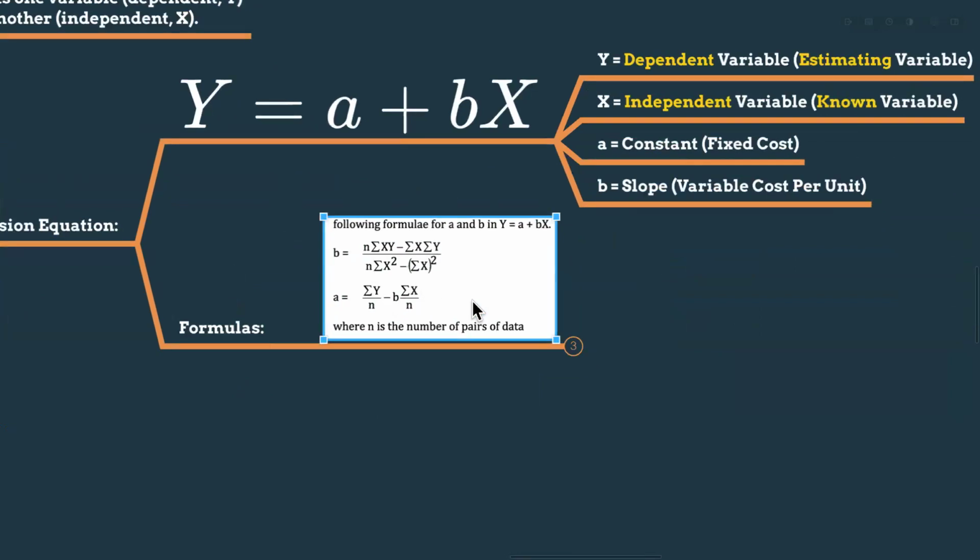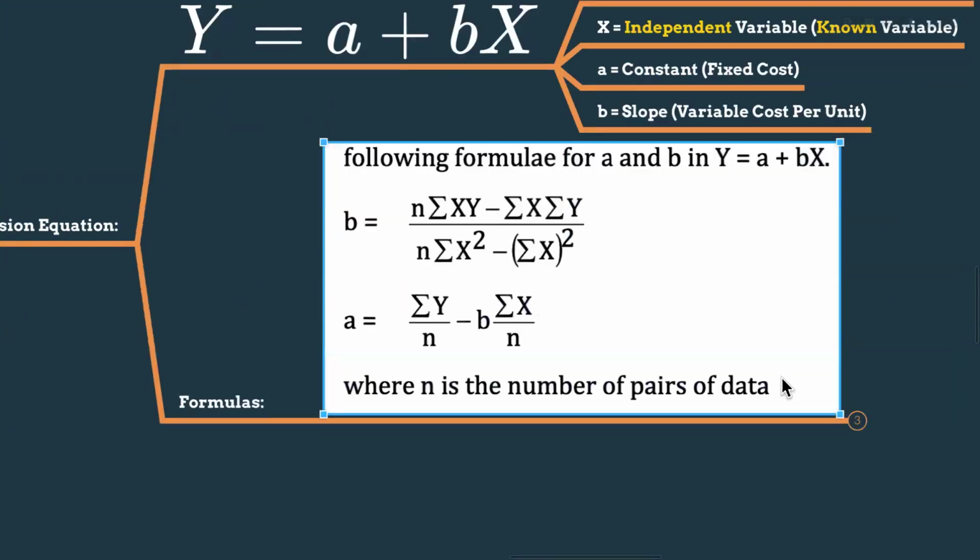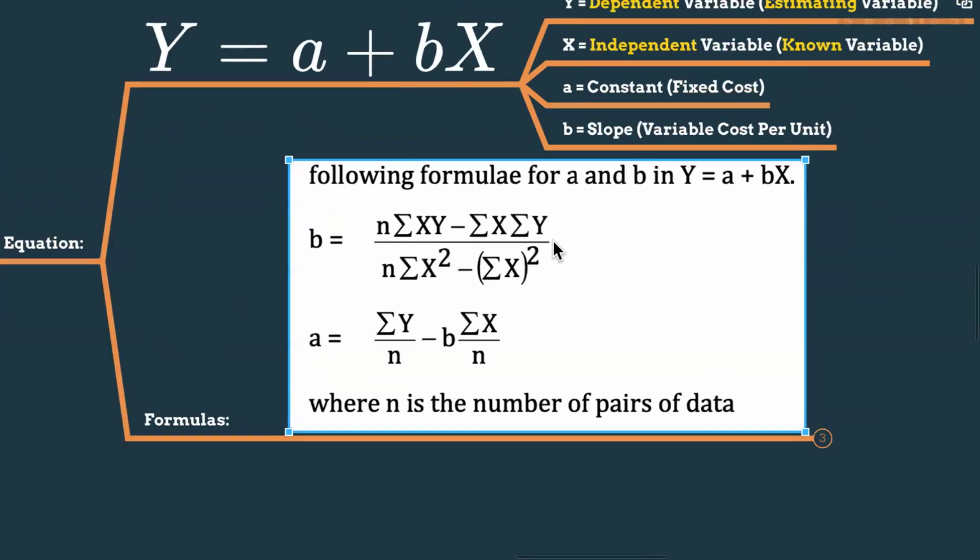For that, to calculate this a and b, there is a formula. The formula you have to remember. There is no way around it; you have to remember it in your head. And this is also already in the AAT syllabus.